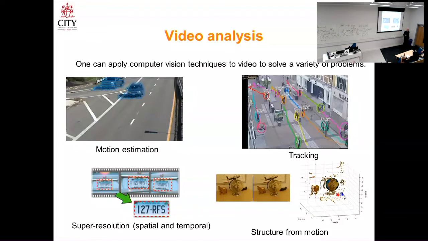So first you might want to know if there's any motion at all. And then if so, where is it in the image? And maybe you also want to know where the pixels are moving. Okay? We're going to cover those topics today in this lecture.